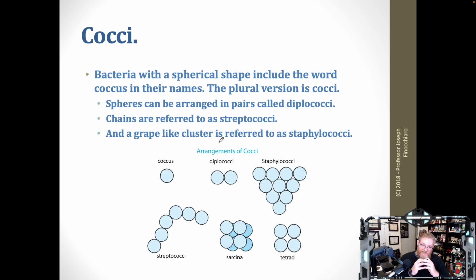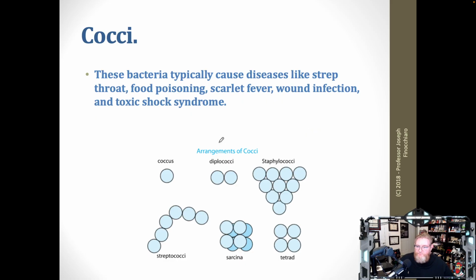So two spheres together, diplococci; long chains, streptococci; and staphylococci means the spheres are arranged like clusters of grapes. These bacteria typically cause diseases like strep throat, food poisoning, scarlet fever, wound infection, and toxic shock syndrome.